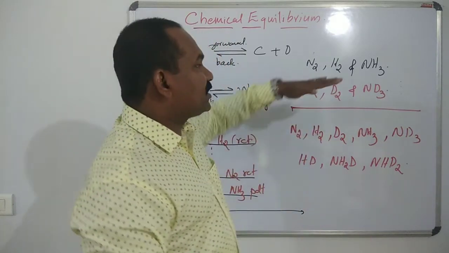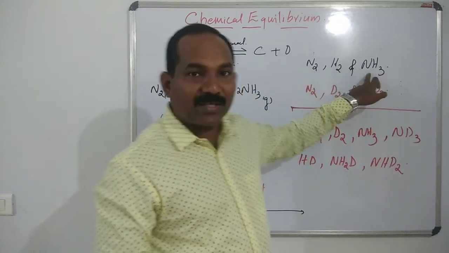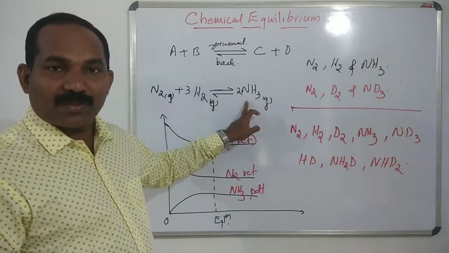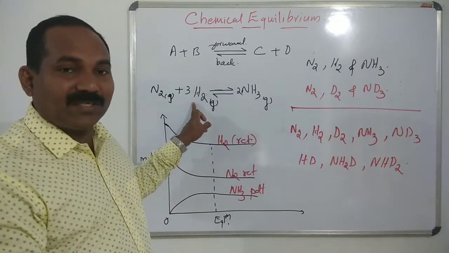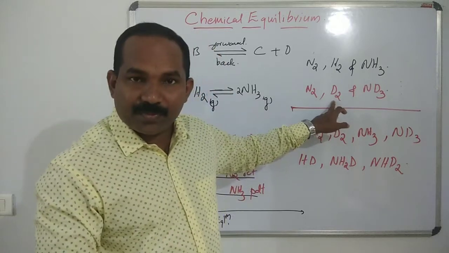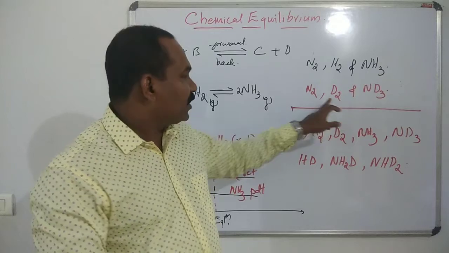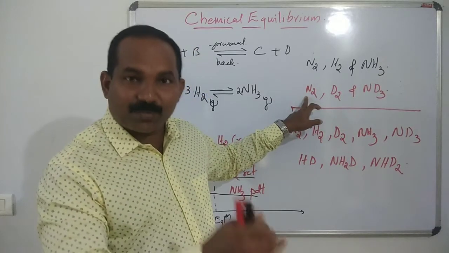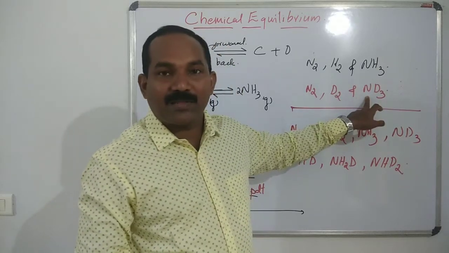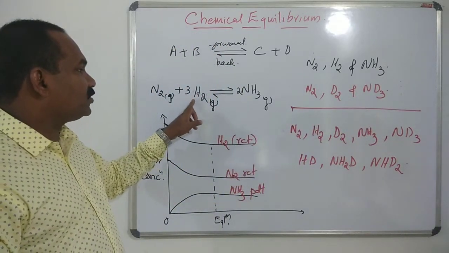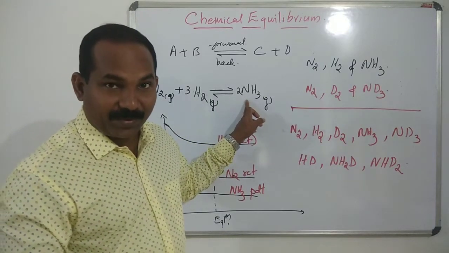For that, first we take the equilibrium mixture N2, H2 and NH3, this mixture, and another equilibrium mixture. Instead of hydrogen, we take deuterium, an isotope of hydrogen. Isotopic study. Then in that mixture N2, D2 and ND3. Instead of hydrogen you take D2, you get N2, D2 and ND3.